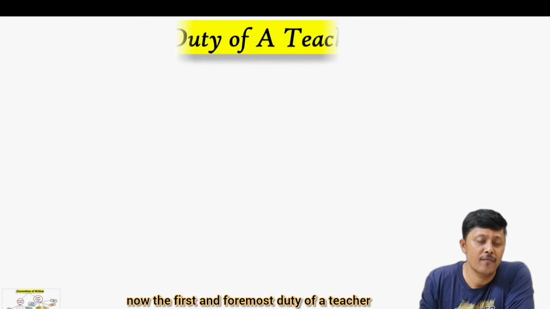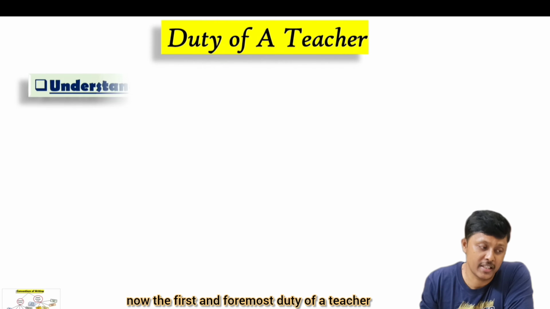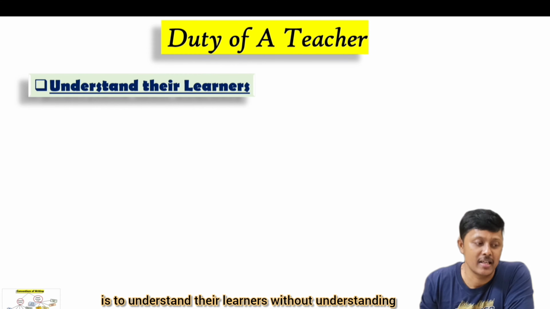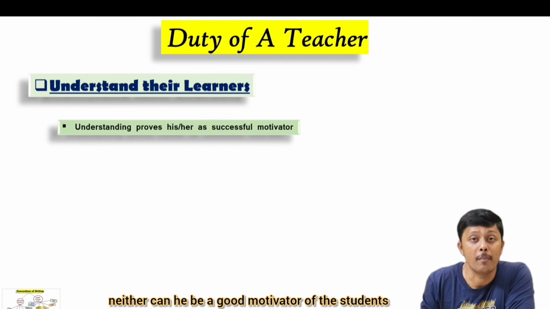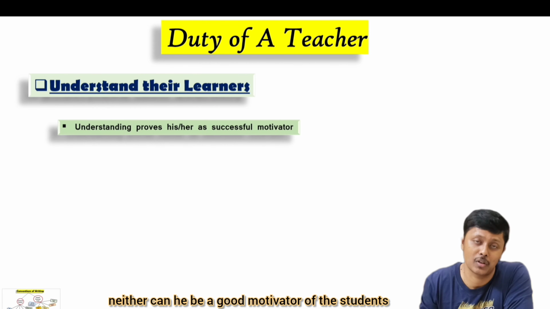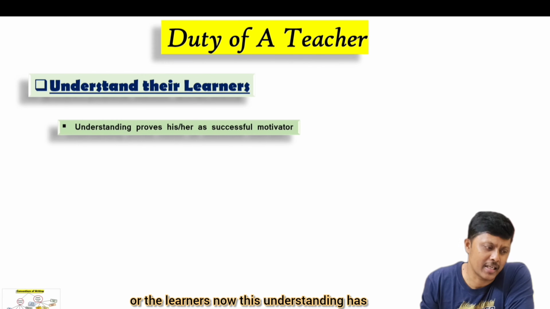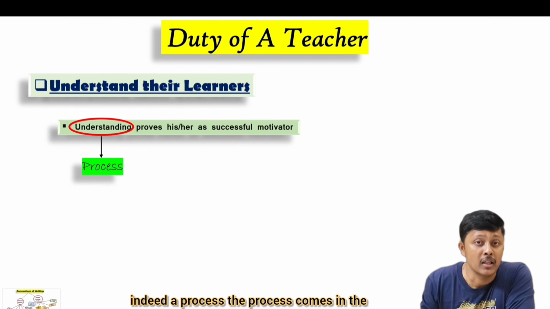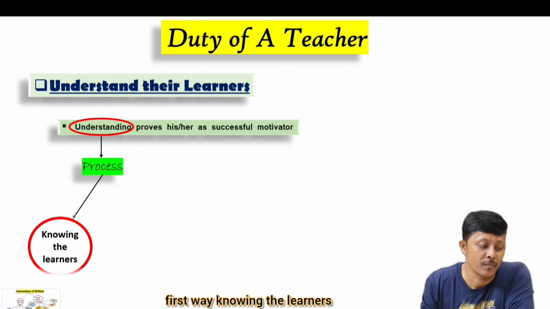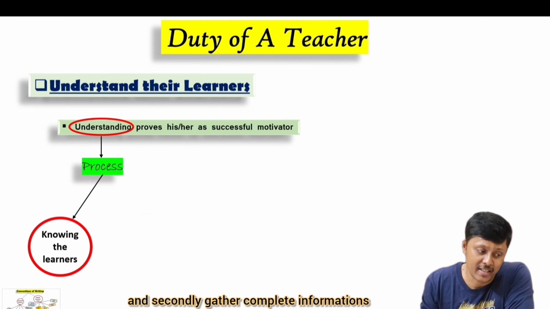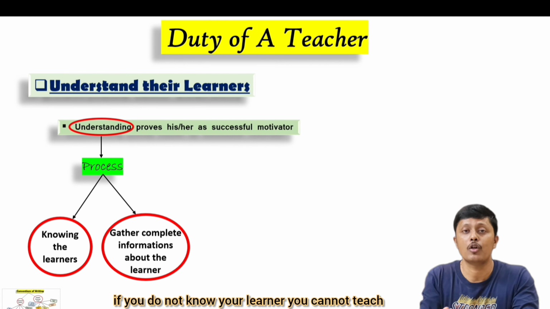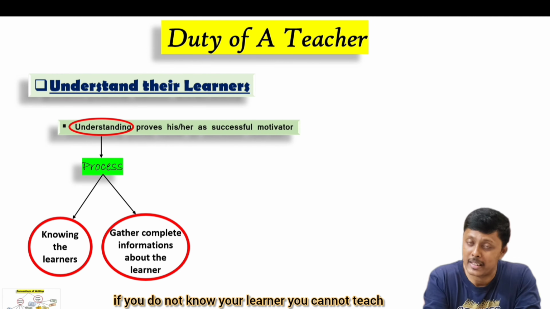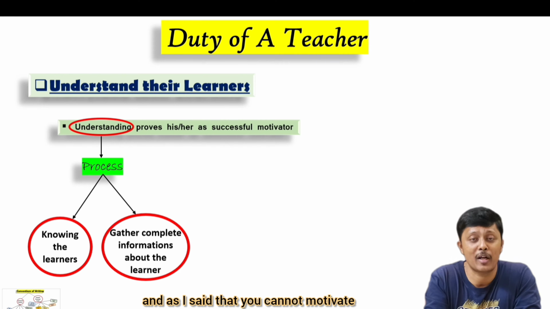Now, the first and foremost duty of a teacher is to understand their learners. Without understanding their learners, a teacher cannot be a teacher, neither can he be a good motivator of the students or the learners. Now, this understanding has indeed a process. The process comes in the first way, knowing the learners, and secondly, gathering complete information about the learner. So if you do not know your learner, you cannot teach, and as I said, you cannot motivate.